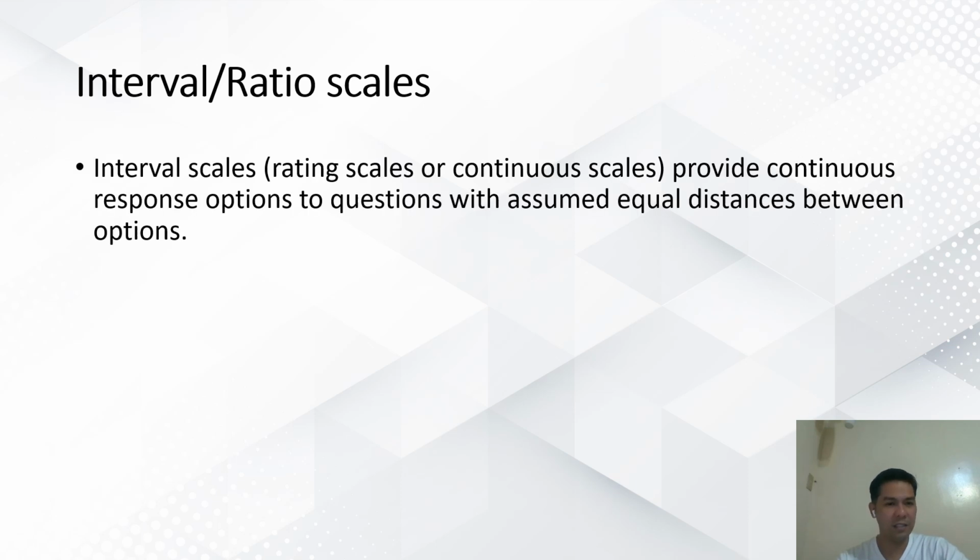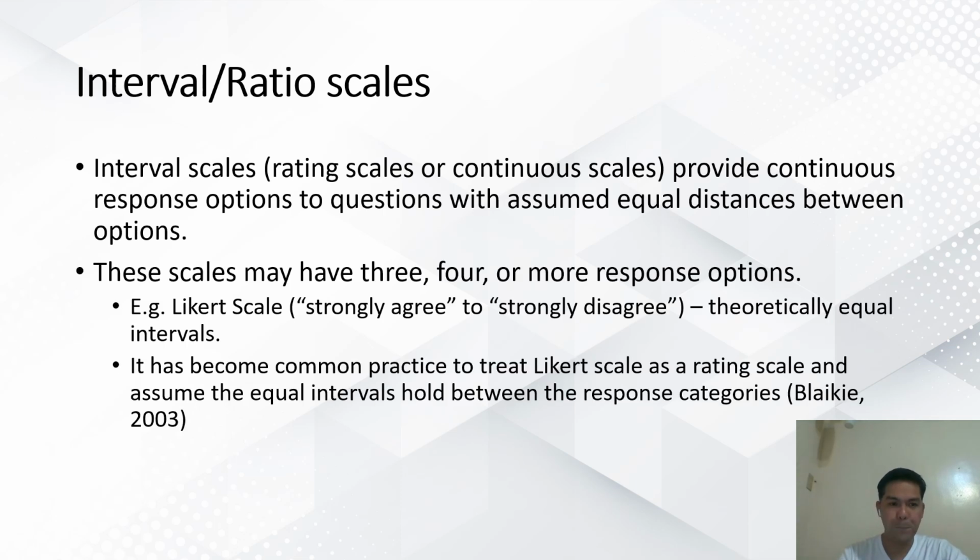So interval or ratio scales, interval scales, rating scales, or continuous scales provide continuous response options to questions with assumed equal distances between options. So these scales may have 3, 4, or 5 responses. That's just like the Likert scale, which theoretically assigns equal intervals. So it has become common practice to treat Likert scale as a rating scale and assume the equal intervals hold between the responses or the response categories. Kaya mako-consider natin si Likert scale as an interval scale.